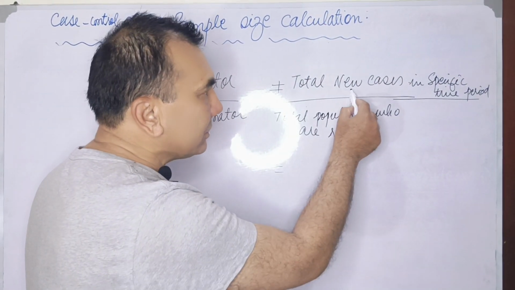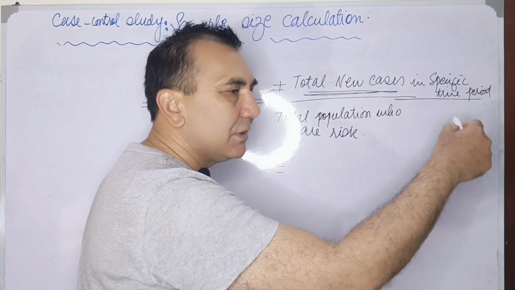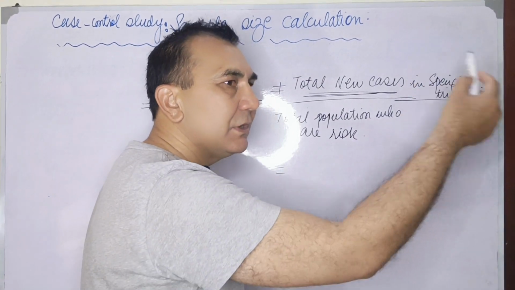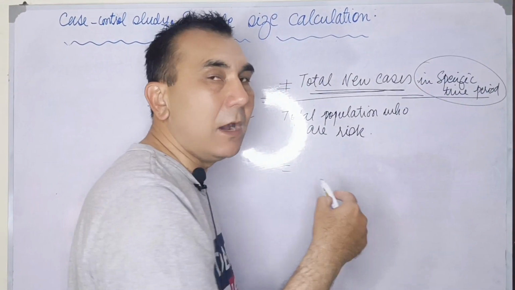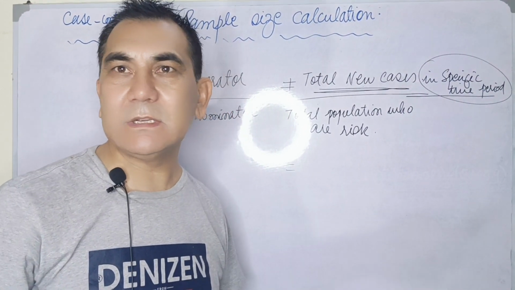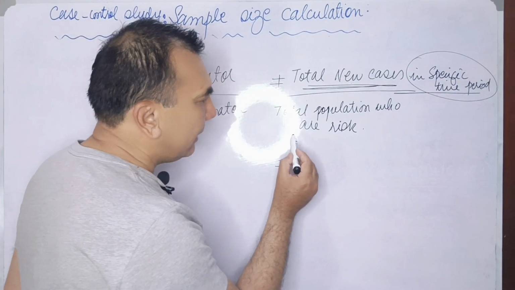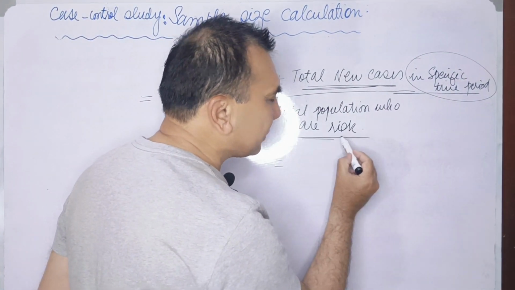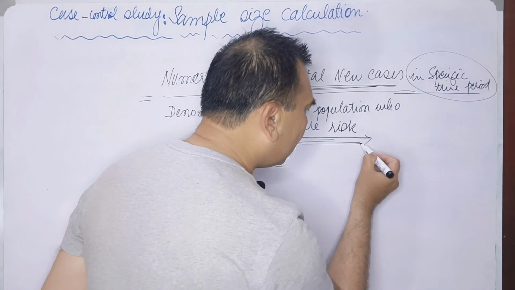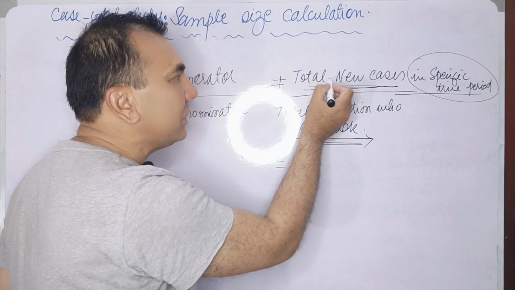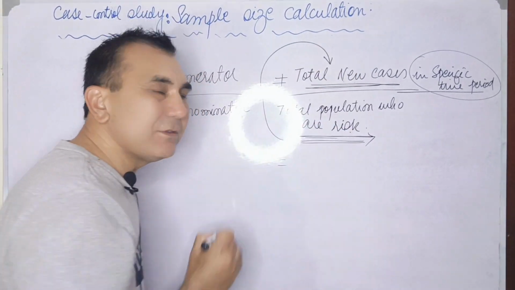So this total number of new cases is what you follow for 5 years, for 10 years, for 5 days, for 1 week or 2 weeks; that's the time period. It may be in hours, days, months or years. Just clear your concept: if you follow this risk population, the new cases will come out from this population.